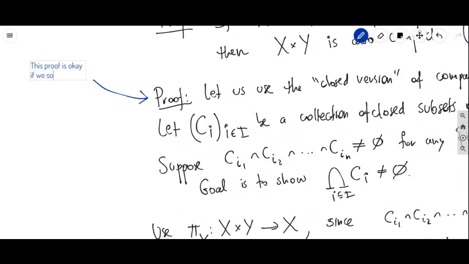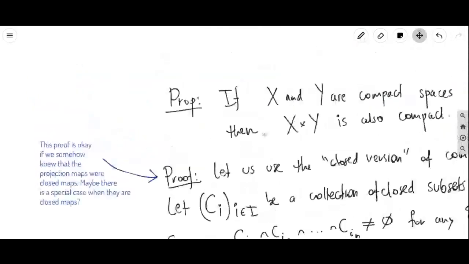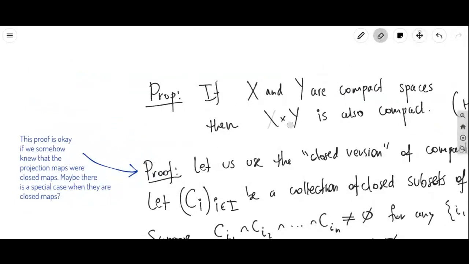This proof is okay if we somehow knew that the projection maps were closed maps. And maybe there is a special case when they are closed maps. And that's actually what we're going to do. We're going to prove this compactness theorem in a special case, which might be a little bit controversial. You might say, well, you're not proving it in general, but as you're going to see, this special case is general enough for the things that we want to do. And so I think it's perfectly okay.